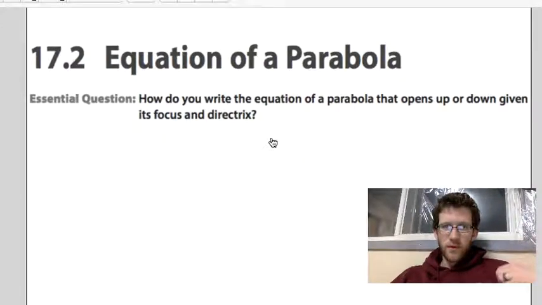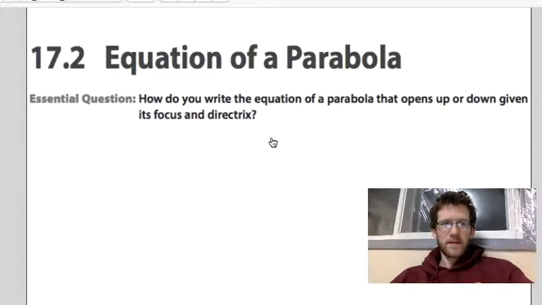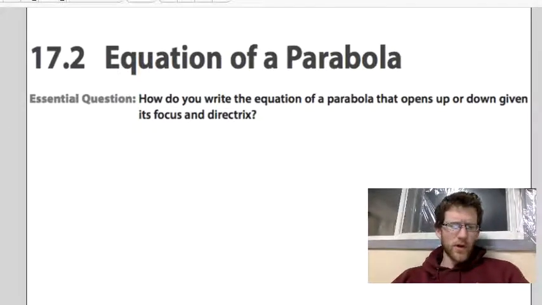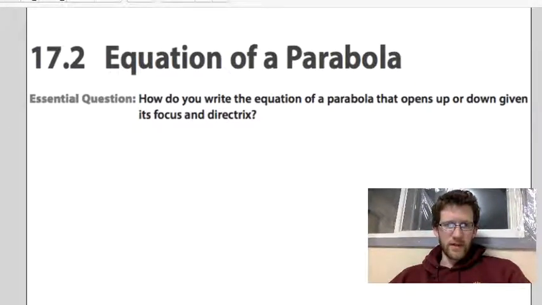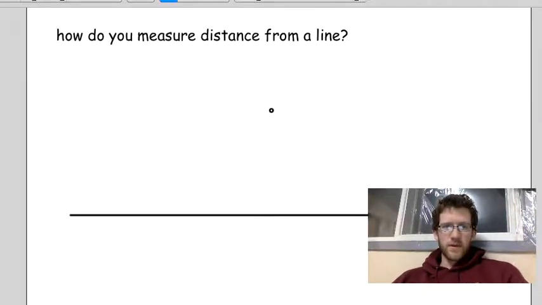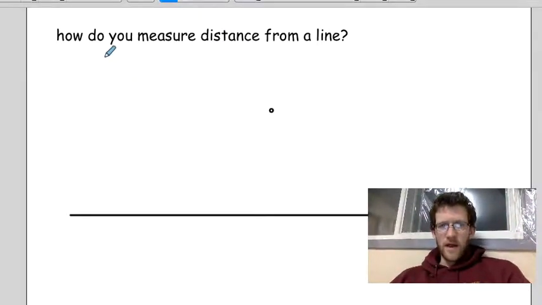We're in 17.2. We're doing the equation of a parabola this time. The equation of a parabola is a little bit more complex than a circle, but it has some advantages, and we need to look at them. So the first thing we need to talk about is how we measure distances from a line.